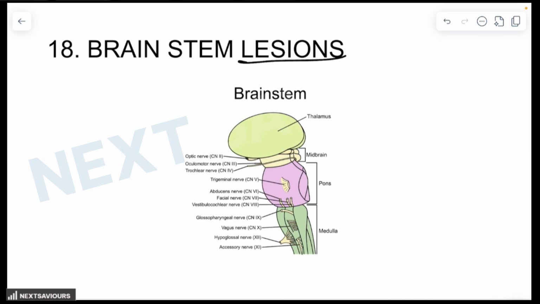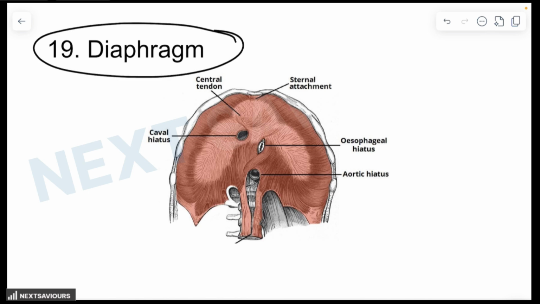If there is ipsilateral facial loss and contralateral body pain and temperature loss, it points towards the pons, then you already know that it is Wallenberg syndrome. These are the kind of questions which are specifically and repeatedly asked related to brainstem lesions. So you should know about each and every syndrome related to this, like Weber syndrome, Millard-Gubler syndrome, Wallenberg syndrome.